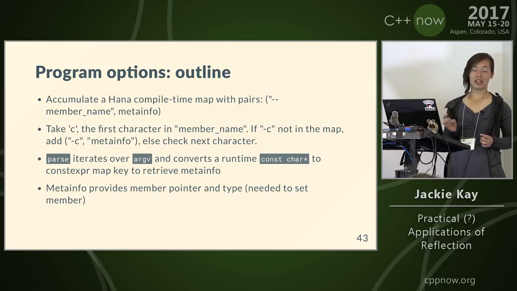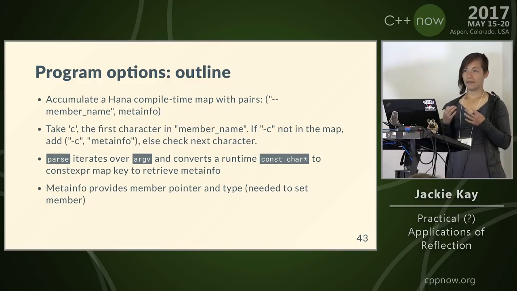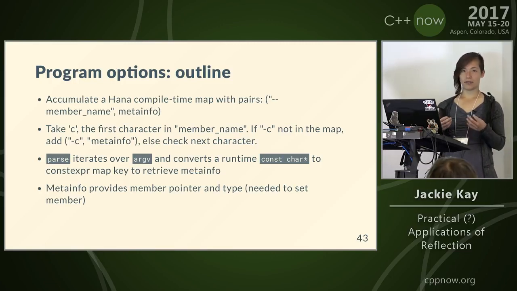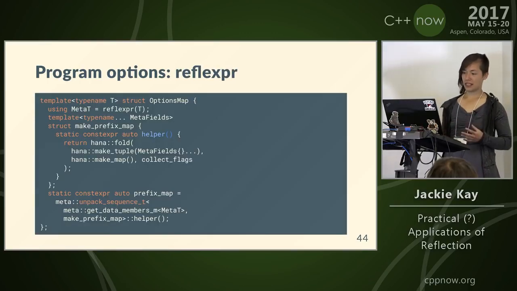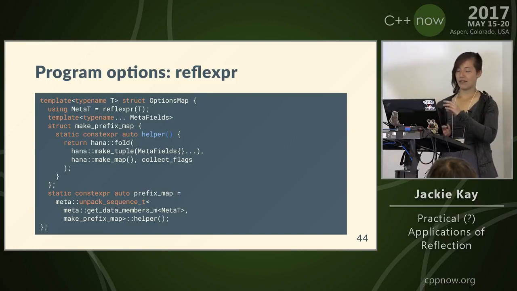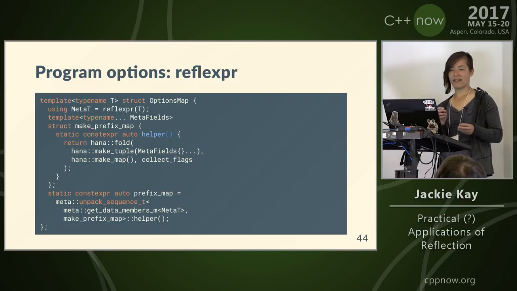At runtime, the parse function is going to iterate over argv. We're going to do the same thing we did before, where we have to convert a runtime-determined string, in this case a C-style string, into a constexpr string to index into the map, to get the information about how to set the value in the program options struct. This is the basic part of the implementation using the reflexpr API. I haven't pictured this collect_flags lambda, which is doing exactly what I just said.